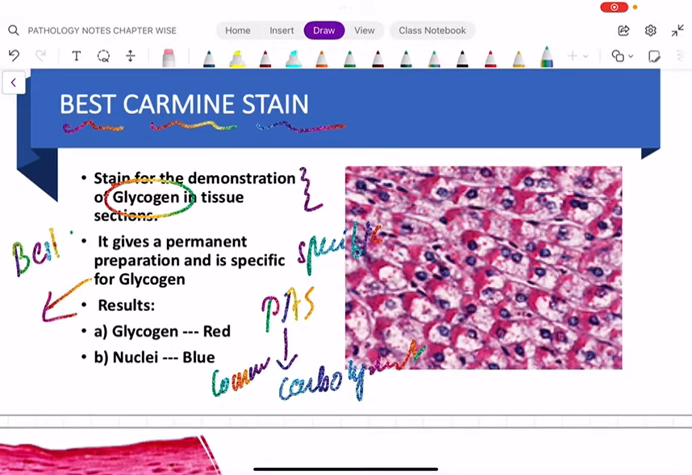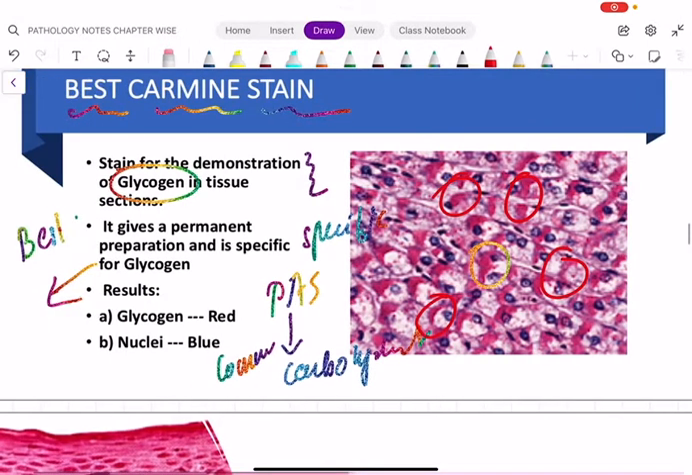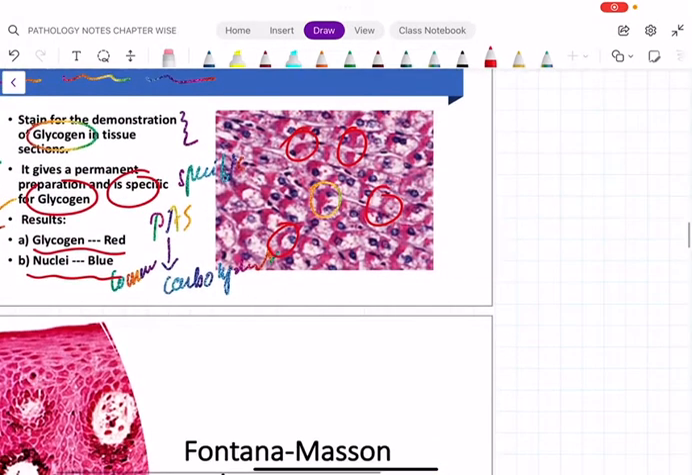You can see the glycogen is stained red in color. If you zoom the picture, you can well appreciate that. The glycogen is red in color, the nuclei are blue in color. Remember, it is specific for glycogen. Yes, we have the next stain.